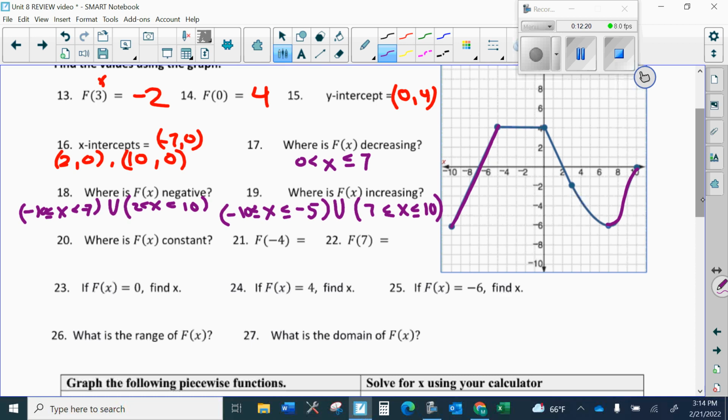Okay, where is it constant? Constant refers to being horizontal. It's horizontal from there to there. Again, what are those x values? From -5 to 0.